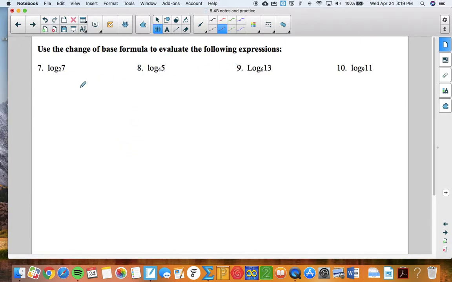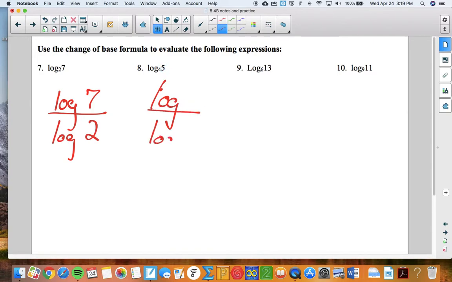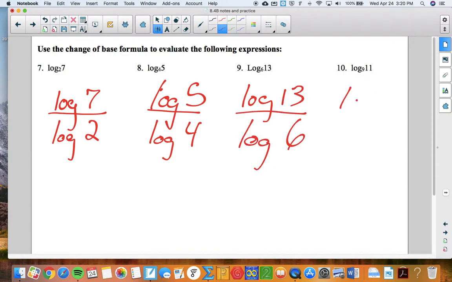So with our change of base formula, we take log of the value, 7, divided by log of the base. I kind of think of this as, all right, this one's lower, so the 4 is lower, so it goes on the bottom. And the 5 is higher, so it goes on the top. 13's higher, so it goes on top. 6 is lower, so it goes on the bottom. It's kind of just my cheating way of remembering that rule.